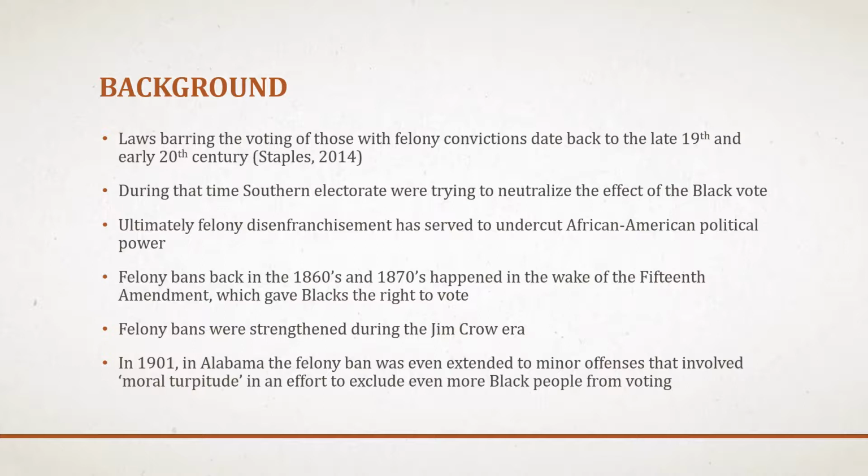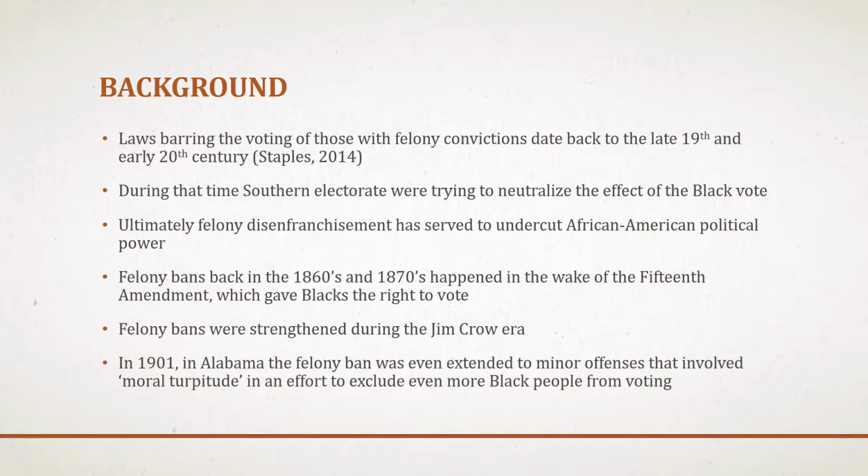Bans for having felonies date back to the 1860s and 1870s, and this happened in the wake of the 15th Amendment, which gave blacks the right to vote. The 15th Amendment to the United States Constitution prohibits the federal and state governments from denying a citizen the right to vote based on that citizen's race, color, or previous condition of servitude, which refers to slavery.